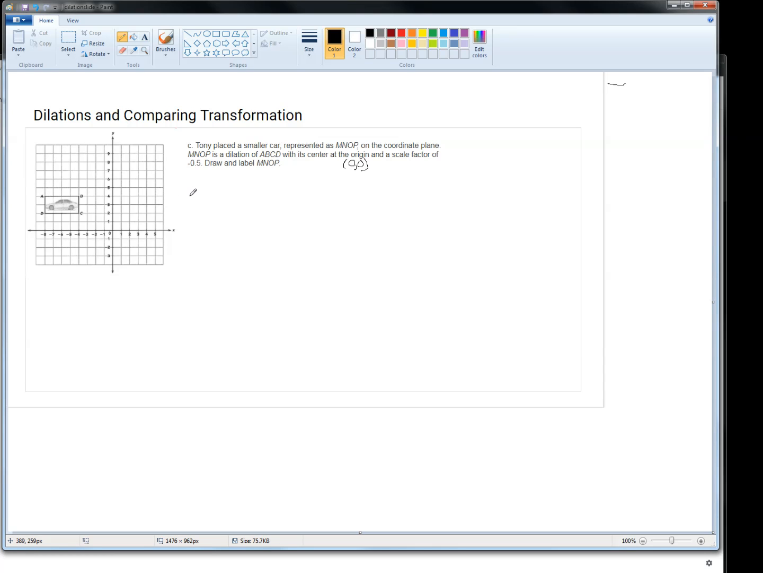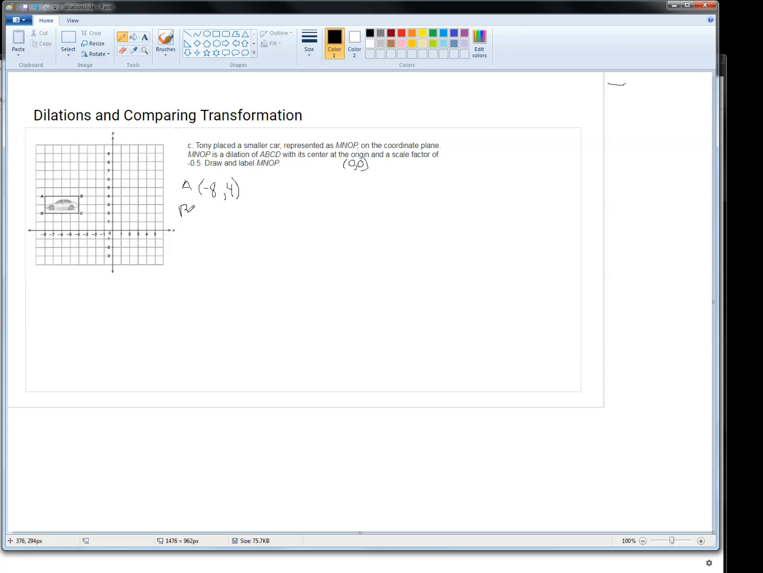Okay, so we're going to solve this using algebra. In order to do that, we're basically going to multiply each point by the scale factor. So we need to start by recording what is the ordered pair that represents each of the points for the car. So first you have A. A is at negative 8, comma 4.